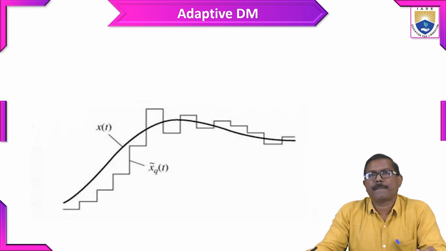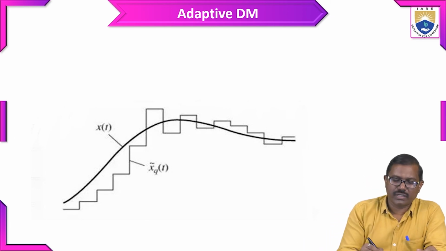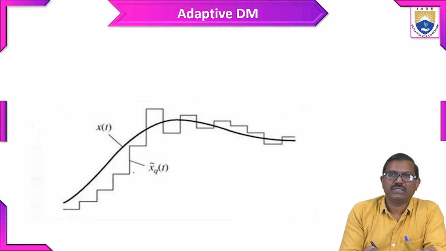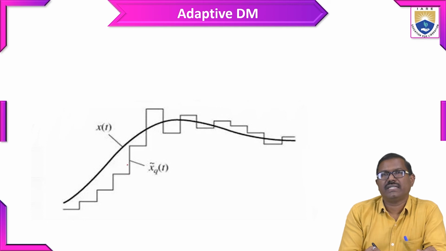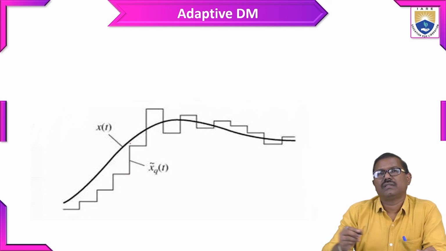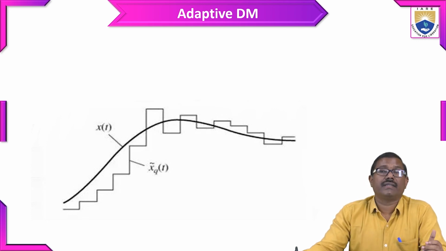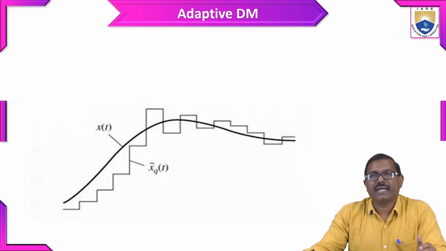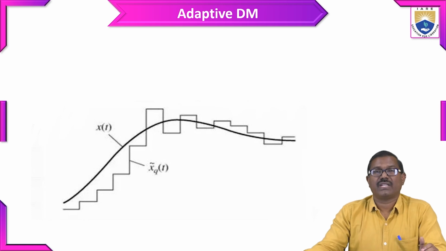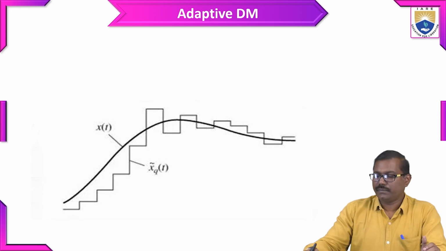So here you can see the step size is not uniform. It is not a fixed one. So it can increase according to the message signal. It depends on the message signal. Okay. So that increment is not there in ordinary delta modulation. But adaptive delta modulation has such an arrangement, it can increase the approximation depending on the message signal. Okay.